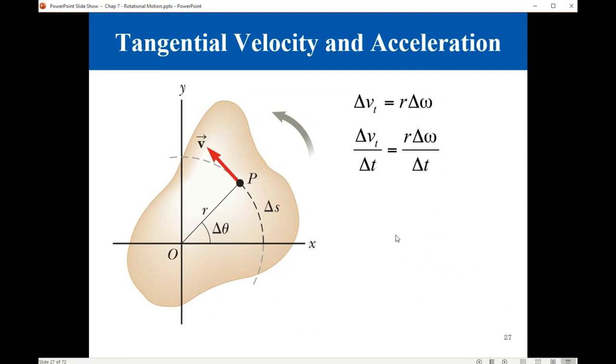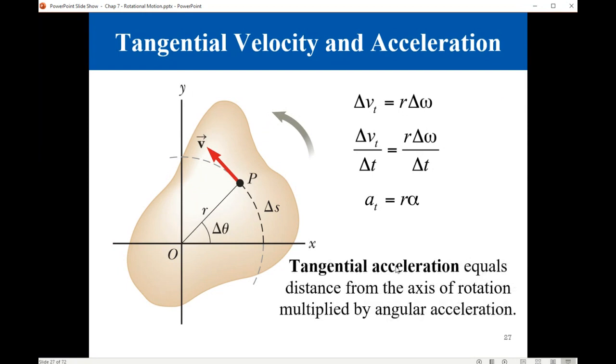Okay? So now, if we divide by delta T as we did before, delta V divided by delta T, this is the tangential acceleration, the acceleration along the tangent direction. And delta omega by delta T is alpha, the angular acceleration. So we have this nice relation that relates the tangential acceleration to the angular acceleration. Again, tangential acceleration is equal to the distance from the axis of rotation, R, multiplied by the angular acceleration, alpha.